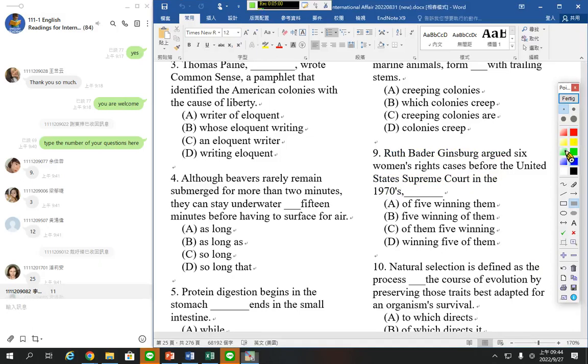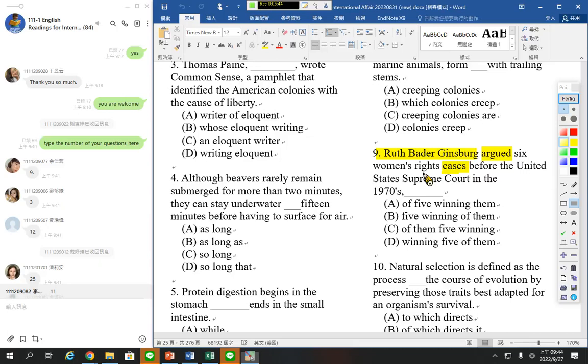So what is the trick of understanding the structure? As I always emphasize, it's very important to identify the structure. The structure here is very clear. This is the subject, right? This is the verb. And this is the object. Remember, it's not six women's rights cases, this is the noun phrase. But if we determine the core of the grammatical structure, the only object is cases. Because rights, although it is a noun, is a modifier for cases. What kind of cases? Rights cases. What kind of rights cases?